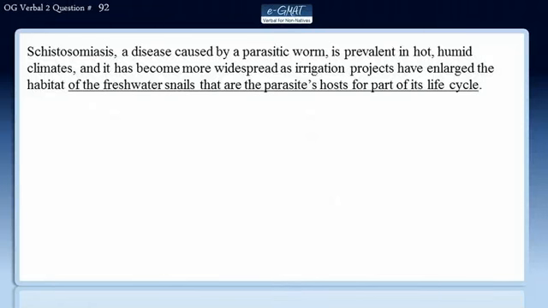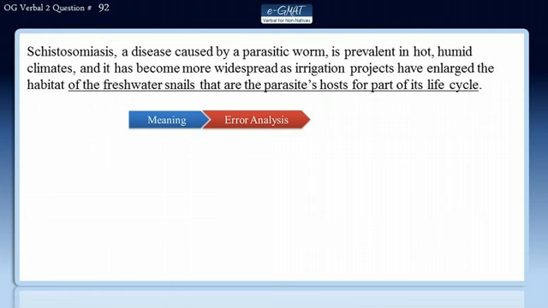We will solve question number 92 of OG Verbal second edition by using e-GMAT three-step process. In the first step, we will understand the meaning of the sentence. In the second, we will evaluate the errors in the sentence, and finally, we will review all the answer choices to get to the correct answer.